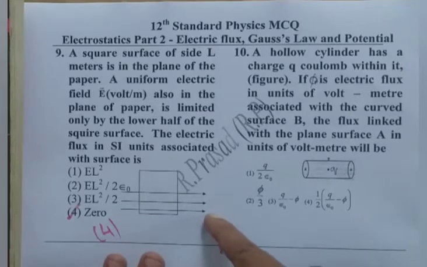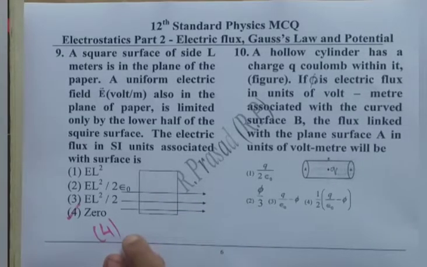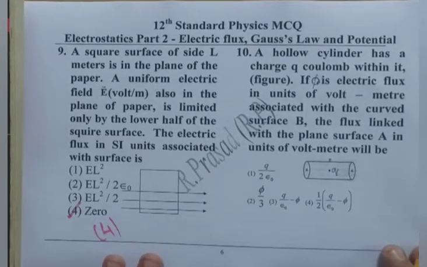As the field lines and the plane of the square are parallel, no chance of field lines entering into the square. Therefore, net flux through the square is 0. Now, going for the 10th question, a hollow cylinder has a charge q coulomb within it. If phi is electric flux in units of voltmeter associated with curved surface B, the flux linked with the plane surface A in units of voltmeter will be.